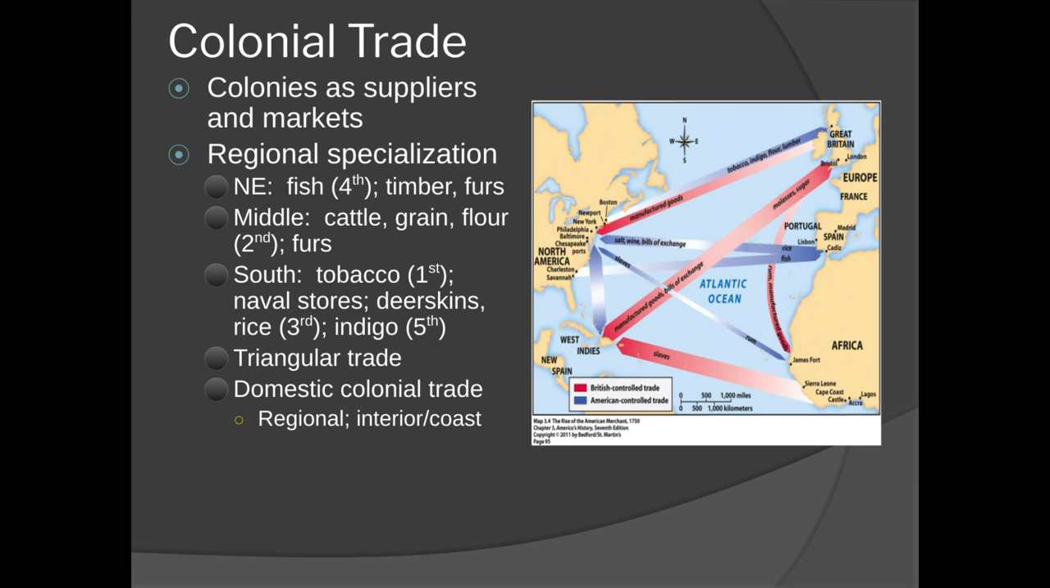And a lot of trade occurred at the regional level and on the coast, but there was also a lot of smuggling that occurred and people trying to get out of the Navigation Acts and pay any taxes like that.